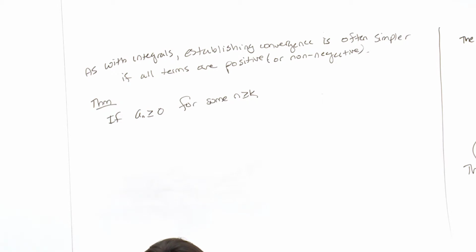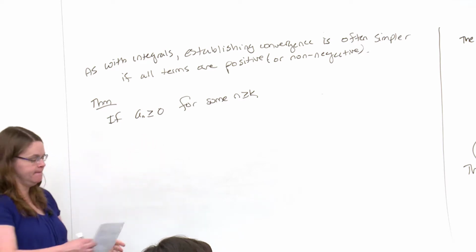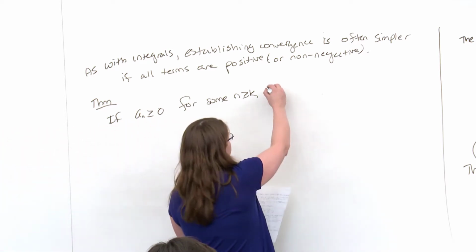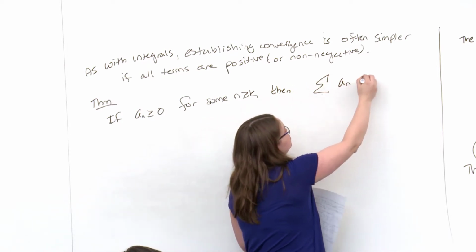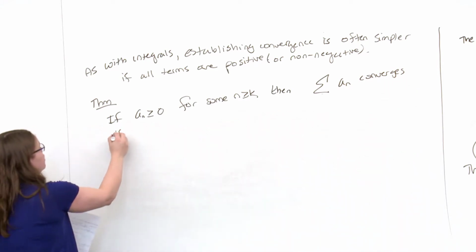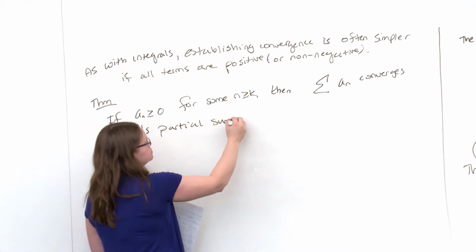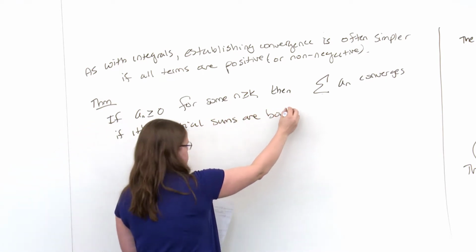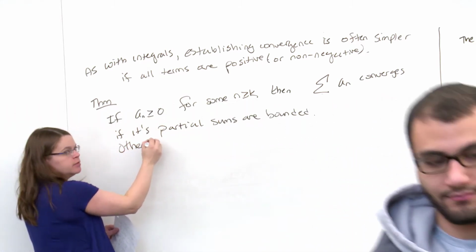Just like with sequences, we never really care what happens with the first few terms. We care what happens once things get big enough. So as long as these terms eventually become positive and stay positive, we're in business here. Then we're going to say that this series converges if its partial sums are bounded. Otherwise, it diverges to infinity.